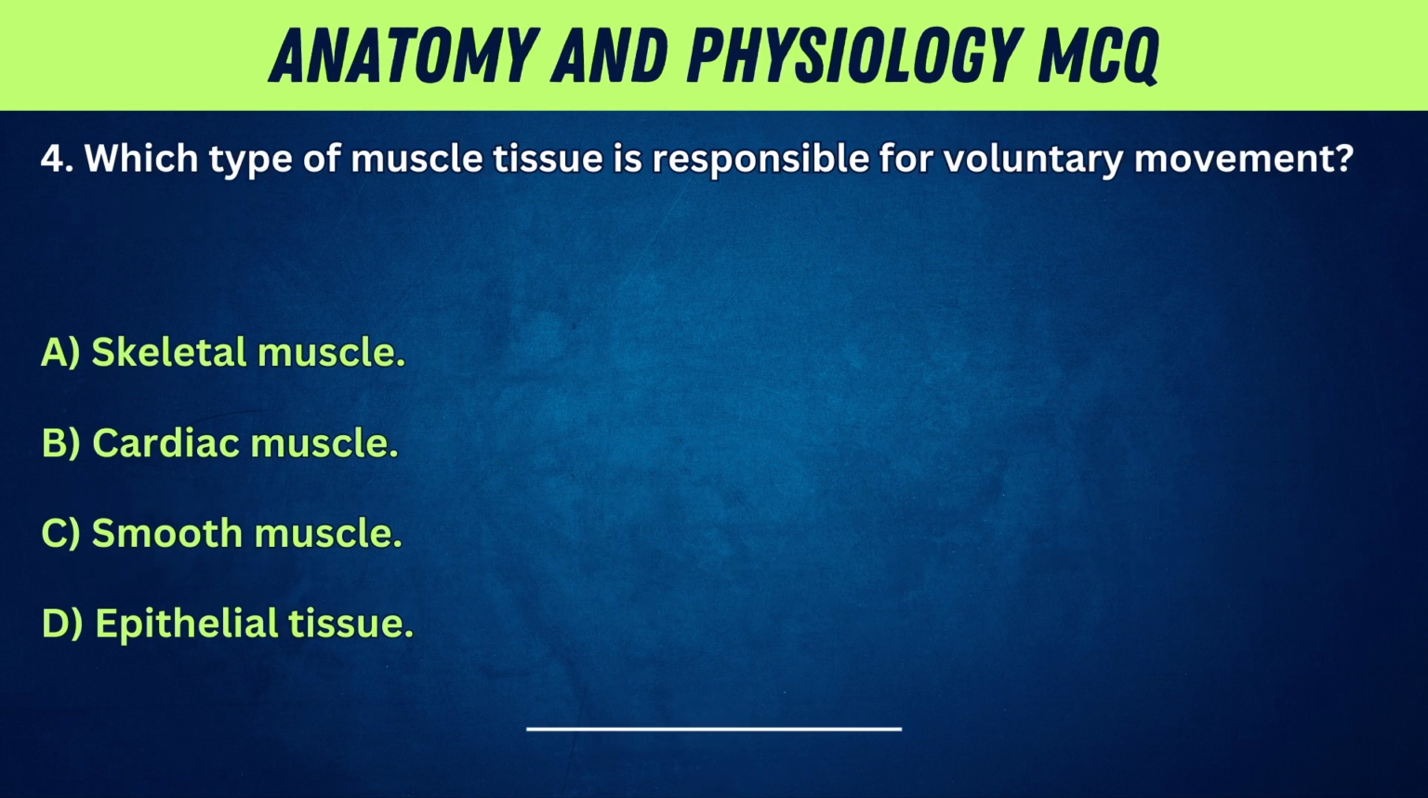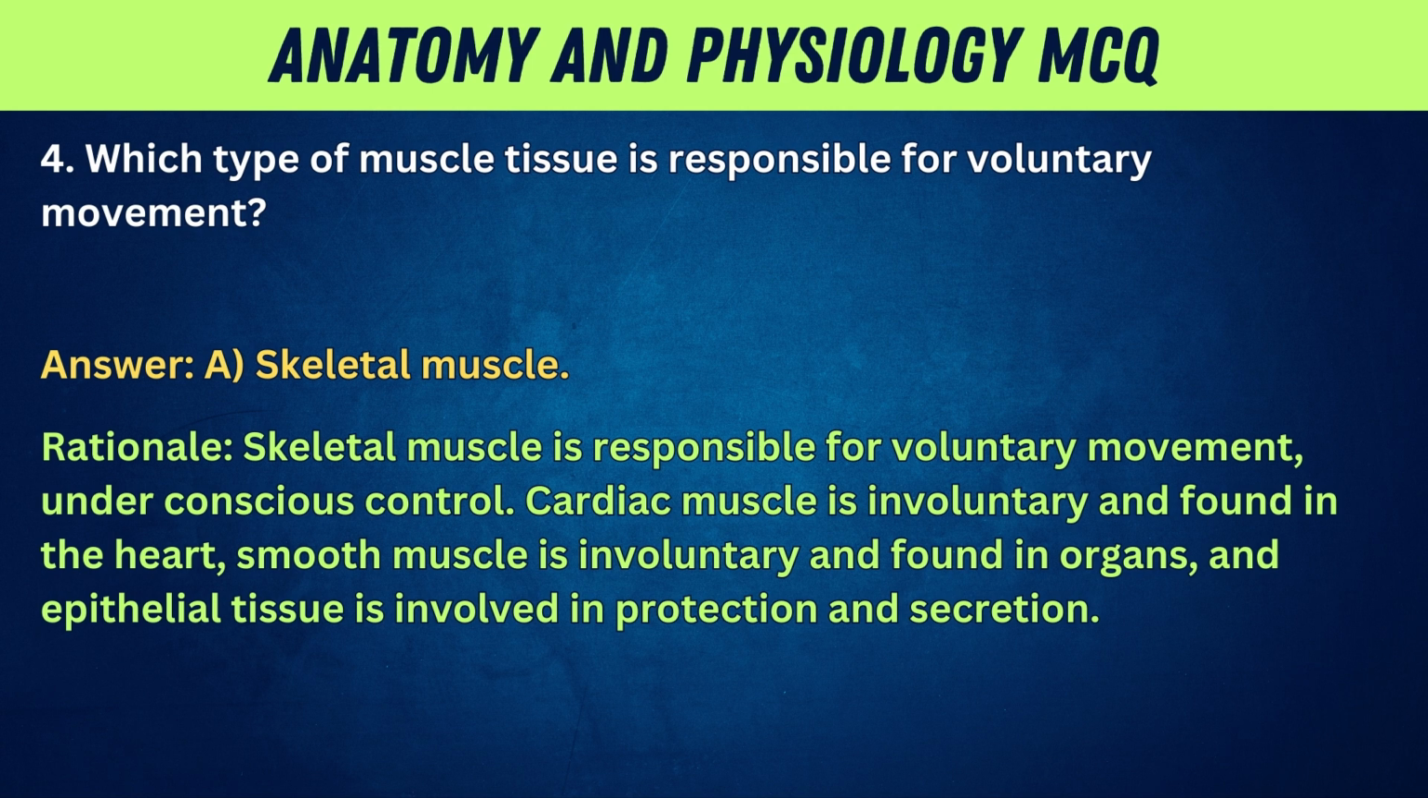4. Which type of muscle tissue is responsible for voluntary movement? A. Skeletal muscle. B. Cardiac muscle. C. Smooth muscle. D. Epithelial tissue. Answer: A. Skeletal muscle. Rationale: skeletal muscle is responsible for voluntary movement under conscious control. Cardiac muscle is involuntary and found in the heart. Smooth muscle is involuntary and found in organs, and epithelial tissue is involved in protection and secretion.